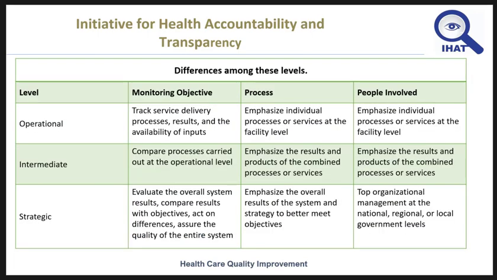Now, looking at the differences among these levels, we'll be looking at some critical features such as the monitoring objective, the process, and the people involved at these various levels. For the operational level, which is the facility level, we're talking about tracking service delivery processes, results, and the availability of input. The process involved here emphasizes individual processes or services at the facility level, like we said earlier. And the people involved here emphasizes individual processes or services at the facility level.